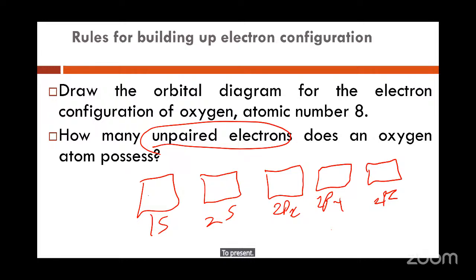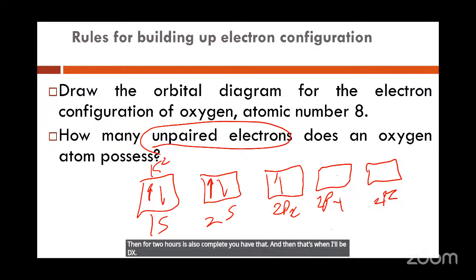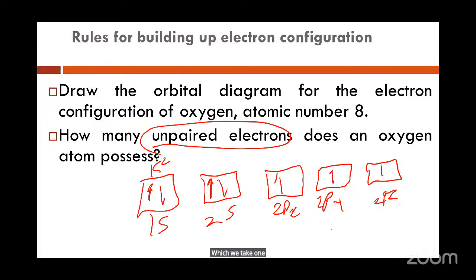So for this, it is 1s2. So it's complete. You have one arrow down and one up. Then 2s is also complete. You have that. Then the next thing will now be px, which we take 1, 1, 1. Then one of them can take the remaining one to make it.